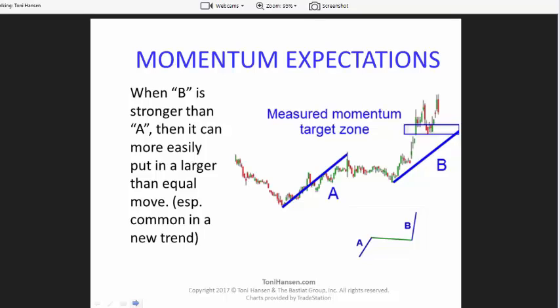Now, another aspect of momentum is that when momentum is changing, that can affect what we look at for target levels. So when we have a stronger momentum move compared to the trend that came before a period of congestion, again, we have a two-wave pullback in here, then as that momentum increases, it's more likely to push through that measured move target level. So we're actually more likely to get a higher move.